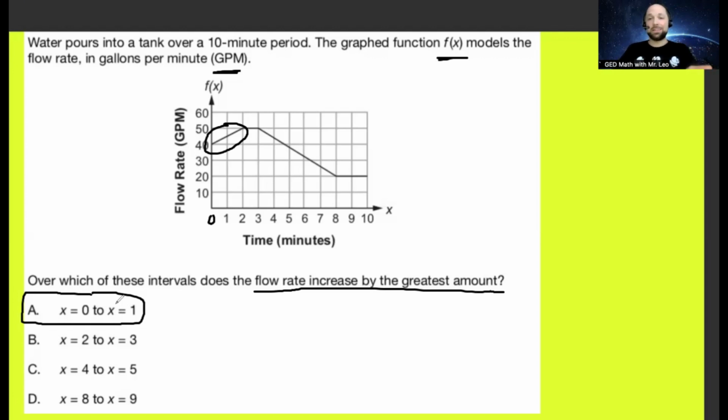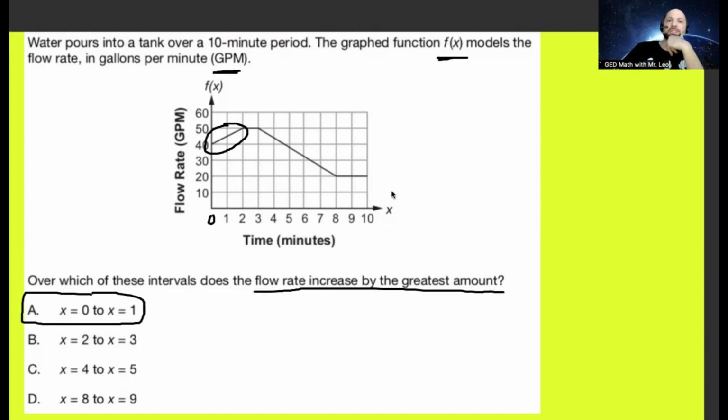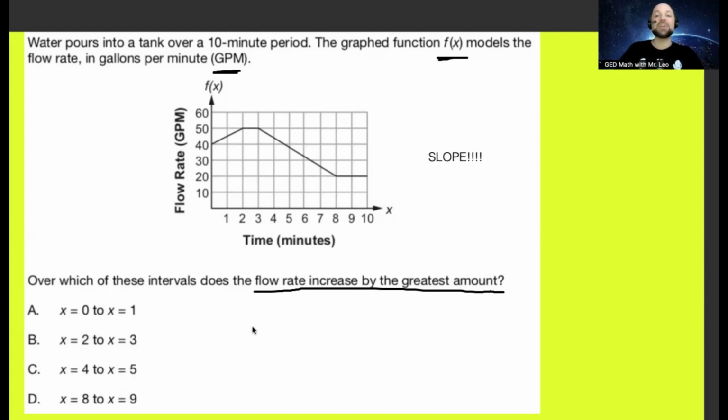I love questions like this. They make you think. Notice we did not do any calculations. I did not use a calculator. I didn't even write anything out. But why are we talking about this today? Because we're talking about slope. I could rephrase this as which interval has the greatest slope? This is essentially what the question's asking.